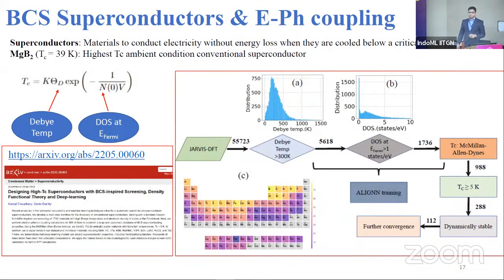Now, superconductors are another application. So you know metal, insulator, and semiconductor, right? Some metals conduct electricity, an insulator does not conduct electricity. Semiconductors sometimes conduct electricity, sometimes do not conduct electricity, right? So that's the difference. Superconductors are a different beast.